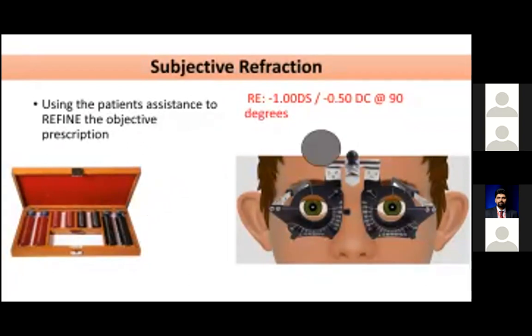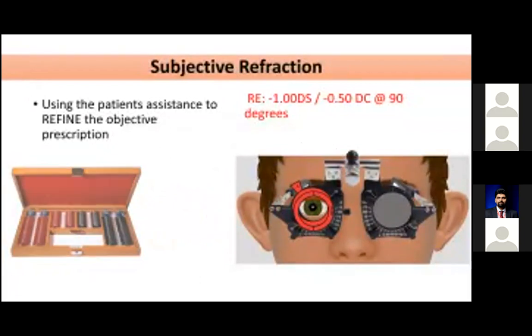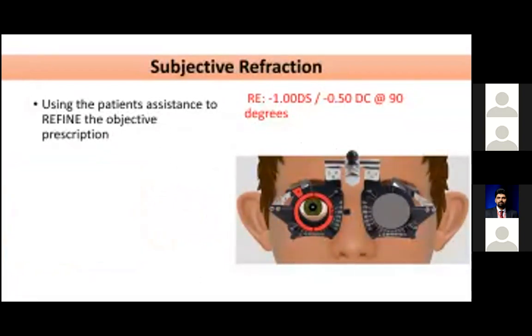First things first, this is a right eye prescription. So we occlude the left eye and we put in our prescription. So -1 diopter sphere is put into the trial frame with a -0.5 diopter cylinder at 90 degrees. And now we go ahead refining this.